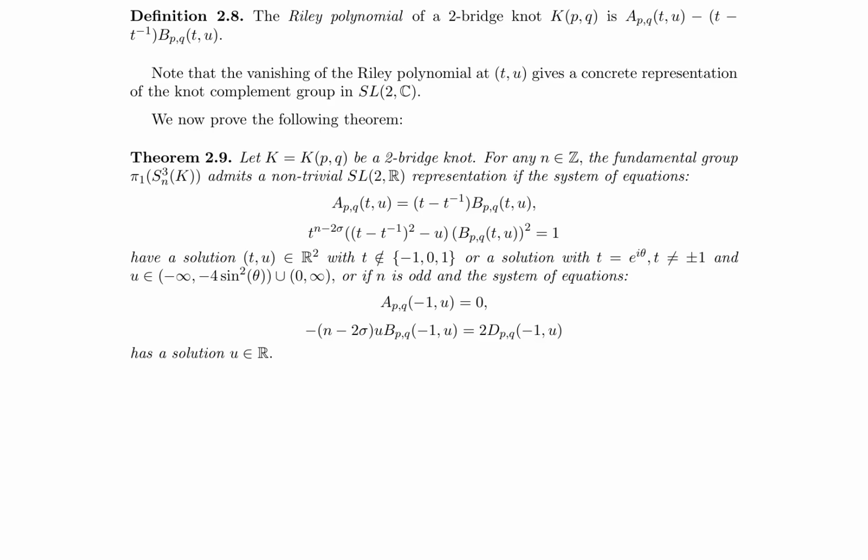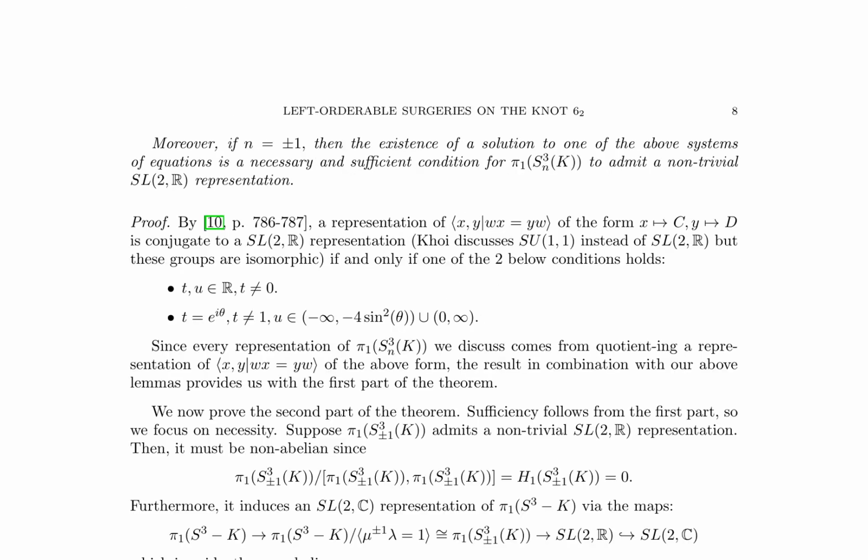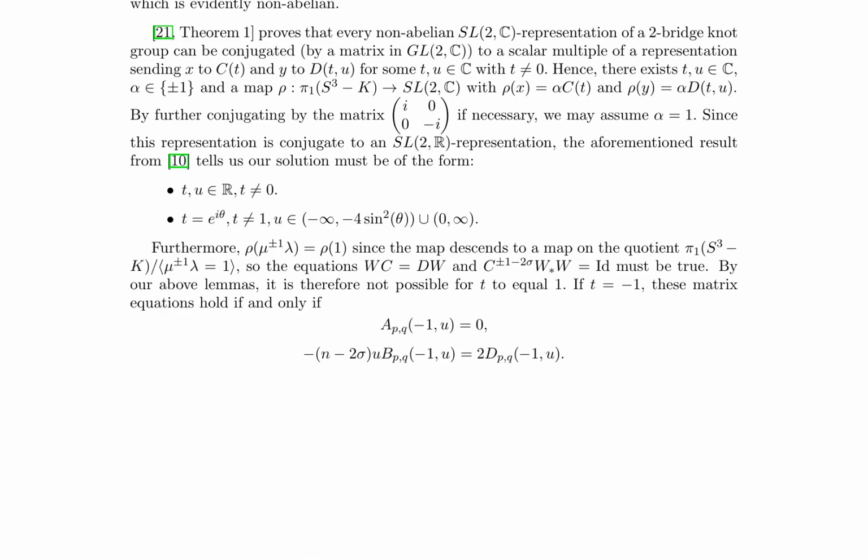The theorem states that the fundamental group admits a non-trivial SL(2,R) representation if certain systems of equations have a solution. The proof involves a combination of lemmas and theorems, including a discussion on the necessary and sufficient conditions for an SL(2,C) representation to be conjugate to an SL(2,R) representation. The research concludes by showing that the conditions for the existence of a non-trivial SL(2,R) representation are met, providing a comprehensive analysis of left-orderable surgeries on the knot 6_7.